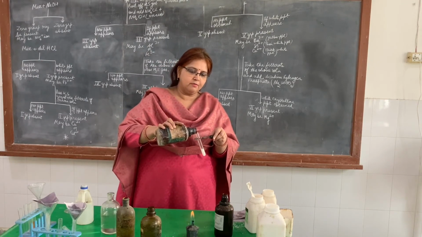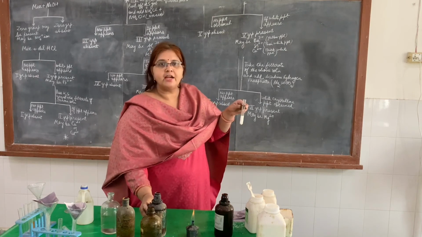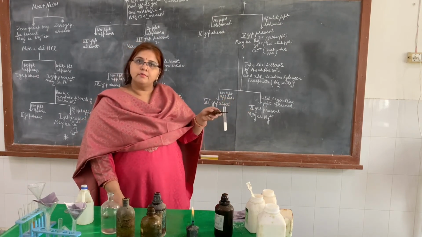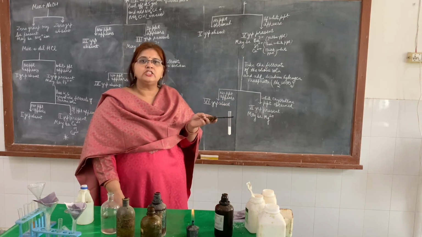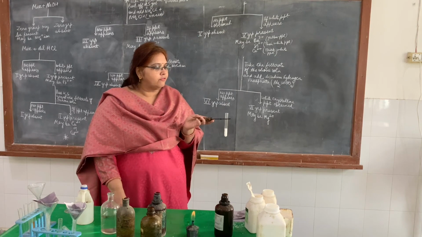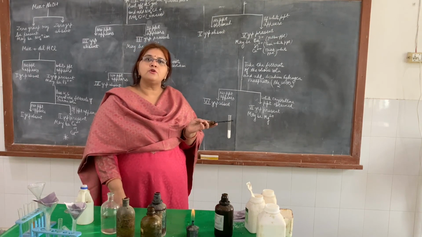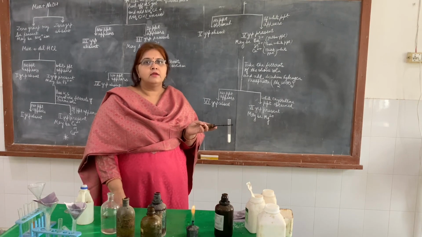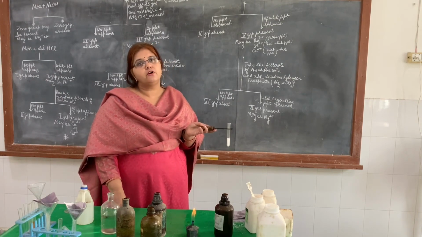When we add ammonium oxalate, a very good white precipitate is obtained. This means calcium is present, or you can say calcium is confirmed. This means that for calcium, we will only proceed after doing the test for barium and strontium. If both are absent, then only we will do the test for calcium.